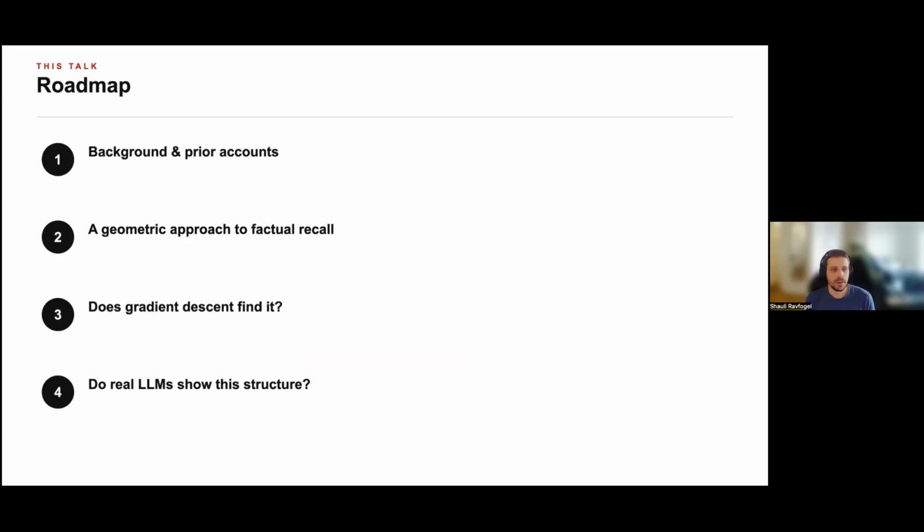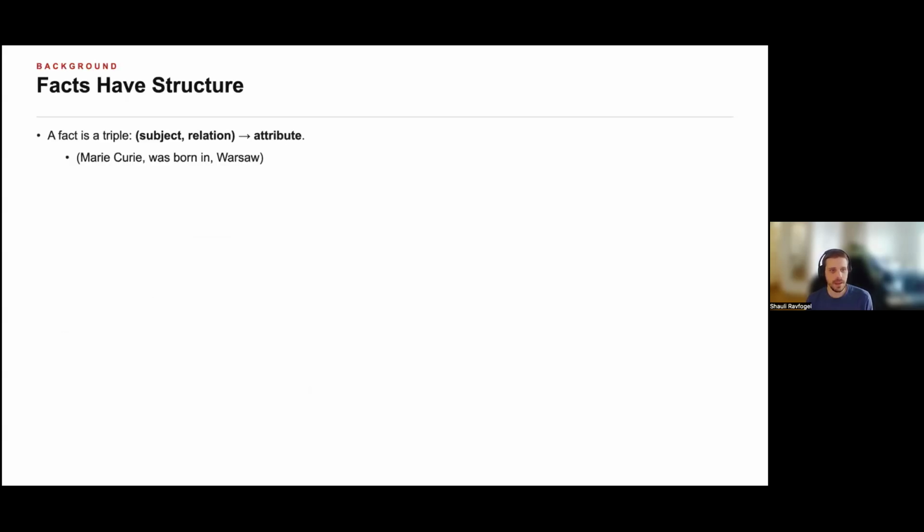This is the roadmap for the talk. I'm going to present some background on factual recall in language models. Then I'm going to present our main contribution, which is a geometric approach to factual recall in a simple toy model. Then we are going to see some experiments about whether this is something that is actually learned by models undergoing gradient descent. And finally, I'm going to touch the question of whether we see some signatures of this solution in real language models. Okay, so let's start.